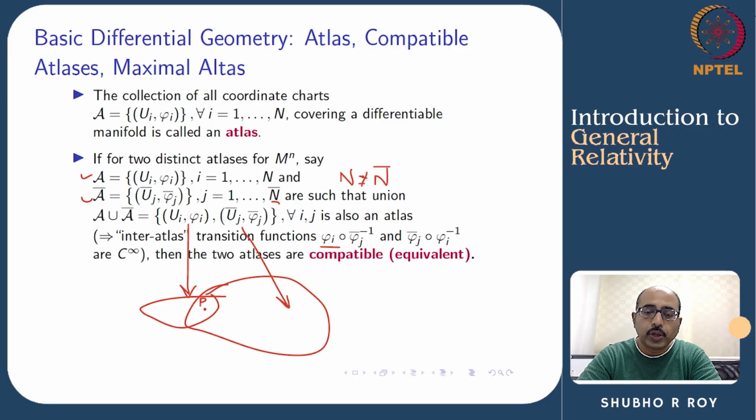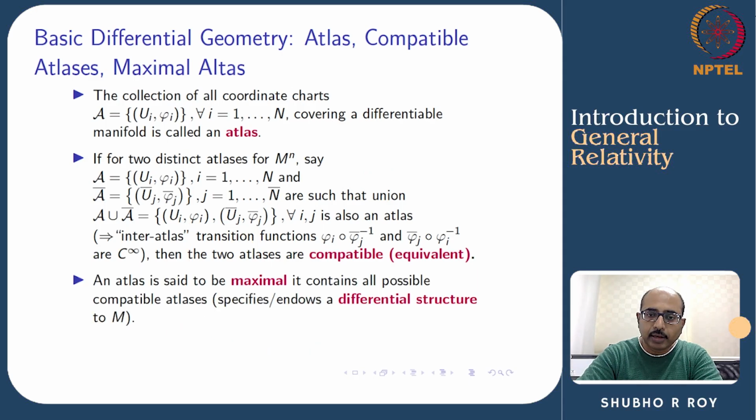All right. Now we can keep on doing this process. We can start with one atlas and then add one more atlas which is compatible, add a third atlas which is compatible to the two of them, add a fourth atlas which is compatible with all three of them, and we can keep on adding such atlases which are compatible with all the existing atlases. Then at some point we will stop and we get the largest possible atlas, which is said to be the maximal atlas. So let me define it. An atlas is said to be maximal if it contains all possible compatible atlases. Okay. So the maximal atlas contains all possible compatible atlases.